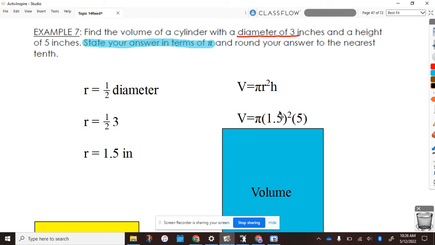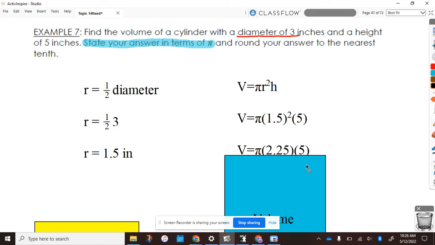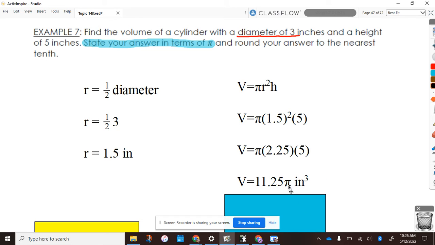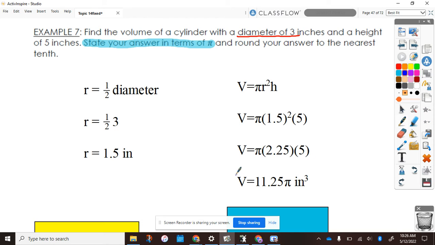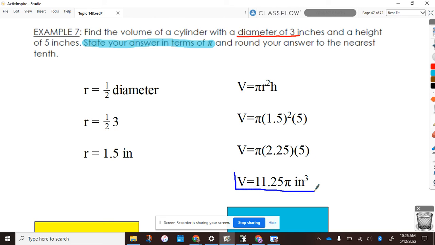When you do these calculations and find an answer in terms of pi, that means you multiply all of these other numbers together, 1.5 squared times 5, but you do not multiply pi into there. What you do is you find 2.25 times 5, and then you just reattach pi to your answer at the end. All right, so in terms of pi, our volume ends up as 11.25 pi. That's our volume.